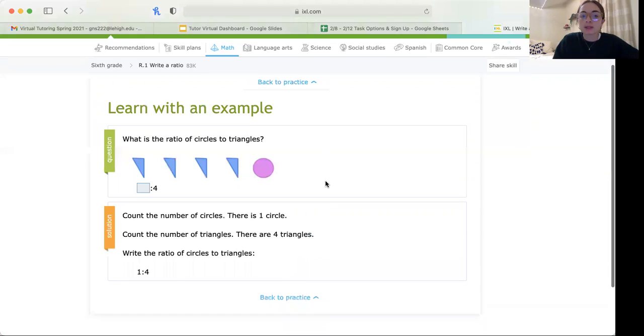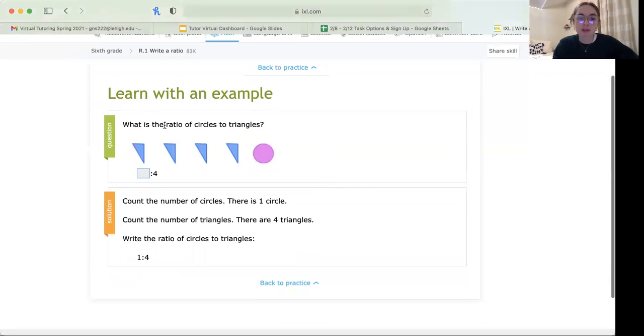So we're going to learn with this example first. It says, what is the ratio of circles to triangles? You can count the triangles. There's 1, 2, 3, 4 triangles, and there's one circle. So then you'd write the ratio of circles to triangles in the same order. If it says circles first, that's going to be the first number you write, which is why the 1 is here first. And it says triangles second, so that's the second number you're going to write.